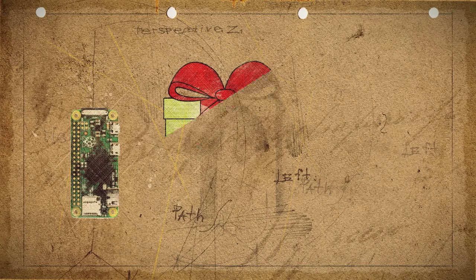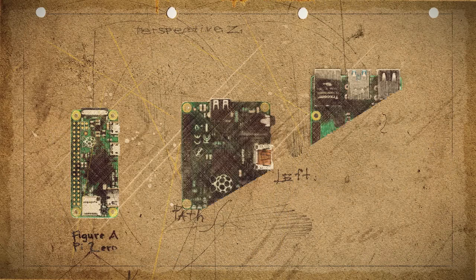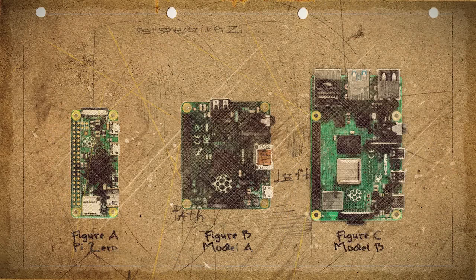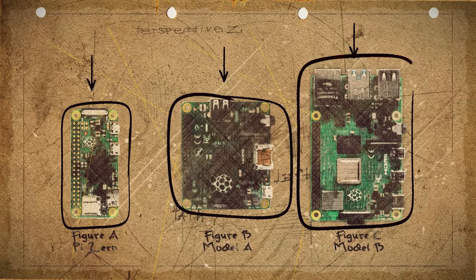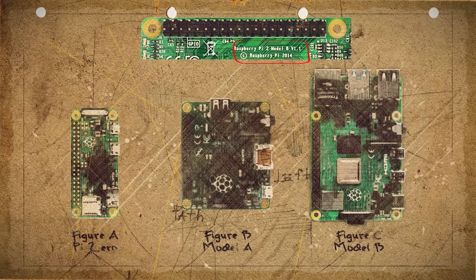Well, the first step is to figure out which Raspberry Pi you have. There's three primary models with all different shapes out there. You have the Raspberry Pi 0, the Raspberry Pi A, and the Raspberry Pi B. The smallest one is the 0, the square one is the A, and the larger rectangular one is the B. It should also say somewhere on the board what model it is, along with what version it is.